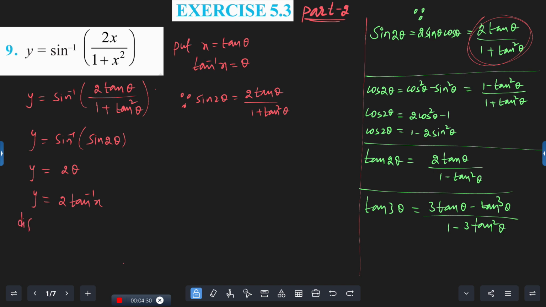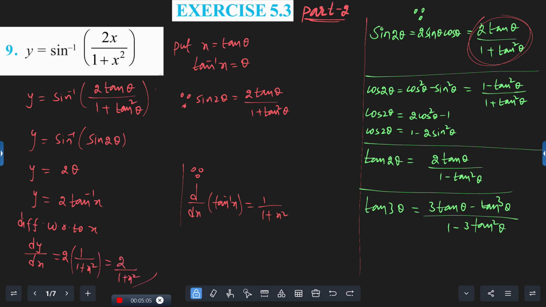Now when you differentiate with respect to x on both sides, here also we want to find dy by dx. So y derivative dy by dx is 2 into the derivative of tan inverse of x, which is 1 by 1 plus x square. Very good. This formula you must read. So 2 times 1 divided by 1 plus x square, which is equal to 2 divided by 1 plus x square, our required answer for the ninth one. Here I have used the first formula.